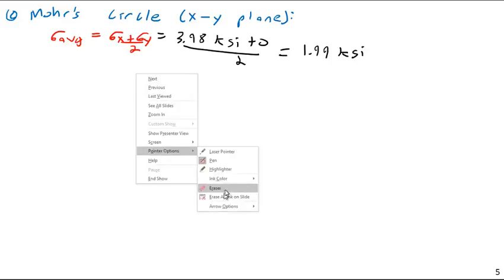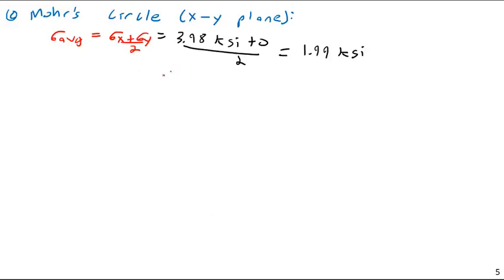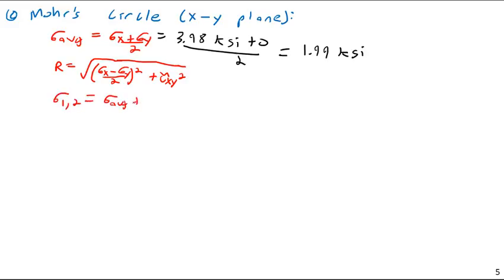The R, let me actually list all the formulas I'm going to need. R is going to be, of course, we're very familiar with these formulas by now, equal to the square root of sigma x minus sigma y over 2 squared plus tau xy squared. And then the principal stresses, sigma 1, comma 2, are going to be equal to sigma average plus or minus R.